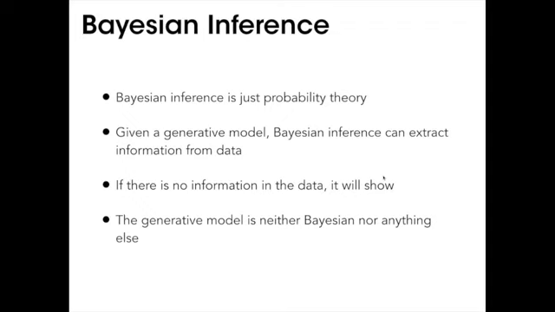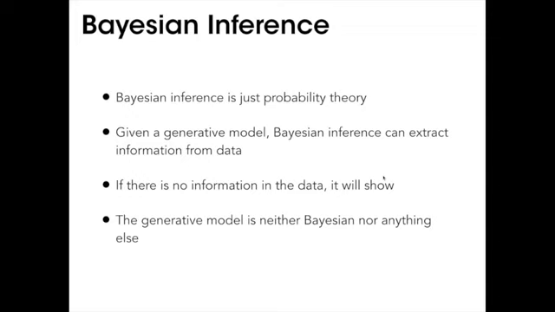Bayesian inference, all I mean here is that it's probability theory. Sometimes people introduce Bayesian inference by saying, oh, Bayesian inference is distinct because it has priors. And that's not the difference. The difference is that Bayesian inference is just generalized permissive probability theory. It lets you do what you want as long as it obeys the laws of probability.